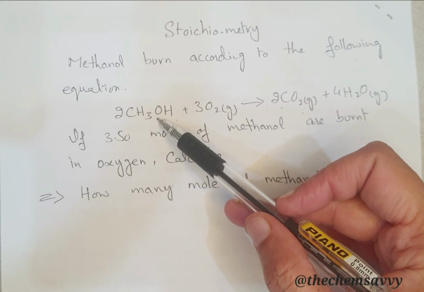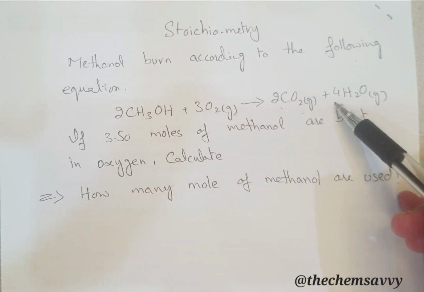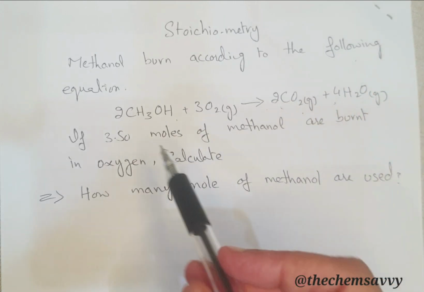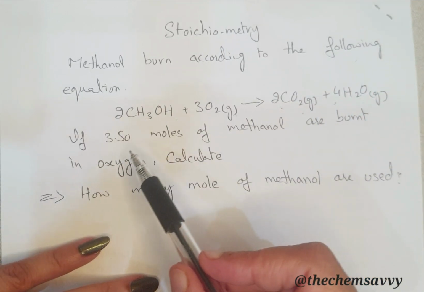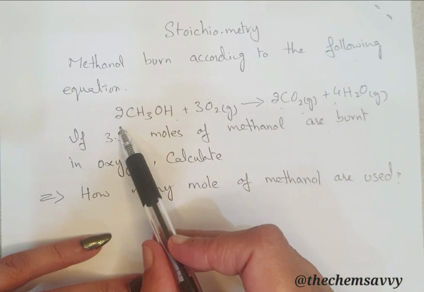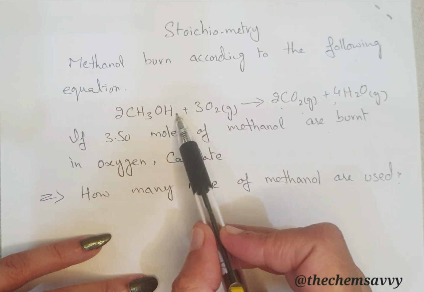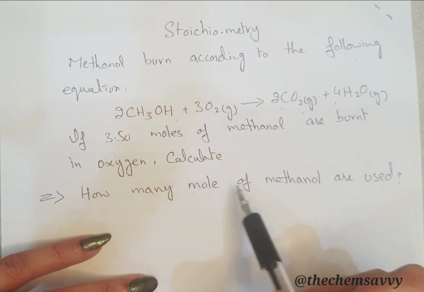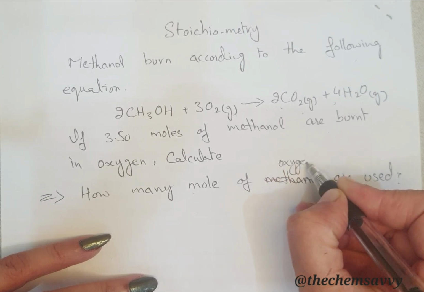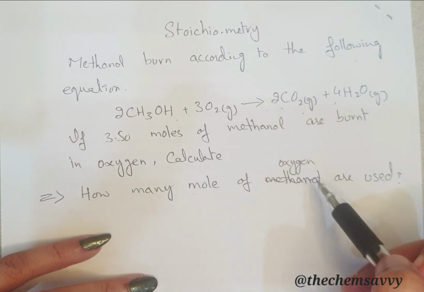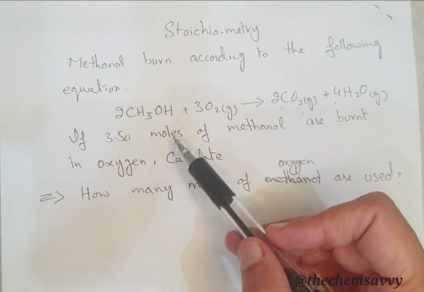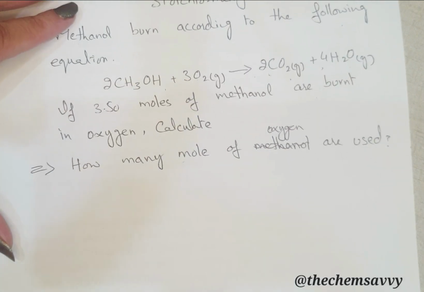Remember that there are four total chemical species given in this balanced chemical equation: methanol, oxygen, carbon dioxide, and water. But in this question you have been given 3.50 moles of methanol burnt in oxygen. You have been asked that if 3.50 moles of methanol are burnt in oxygen, how many moles of methanol, sorry, not methanol but oxygen, are used. So how many moles of oxygen will be used to completely burn 3.50 moles of methanol? So let's come to the solution.